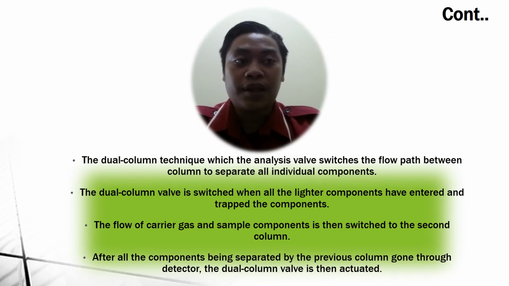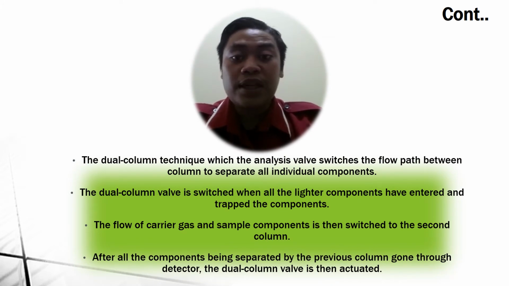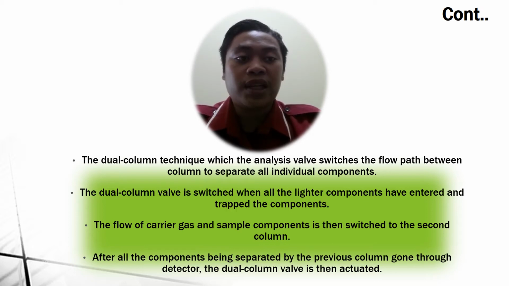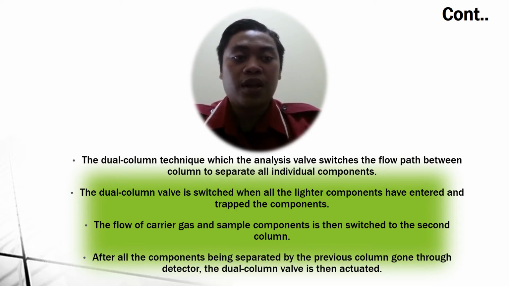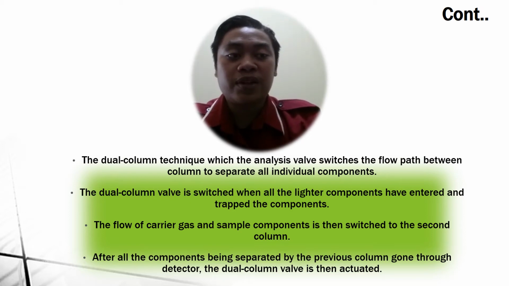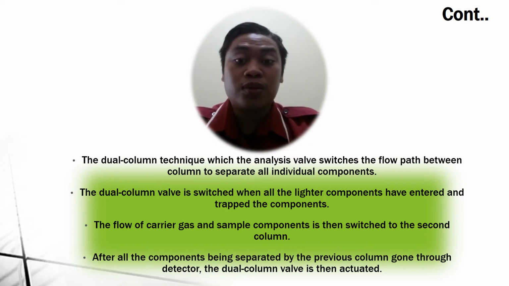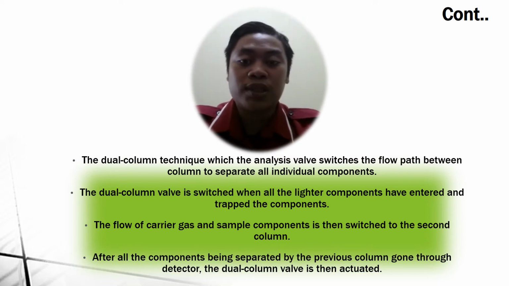In the dual column technique, the analysis valve switches the flow path between the columns to separate all individual components. The dual column valve is switched when all the lighter components have entered and trapped the components. The flow of carrier gas and sample components is then switched to the second column. After all the components separated by the previous column have gone through the detector, the dual column valve is then actuated.